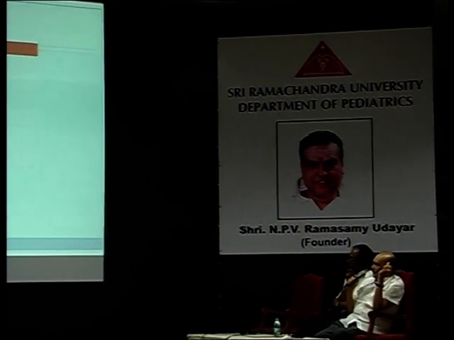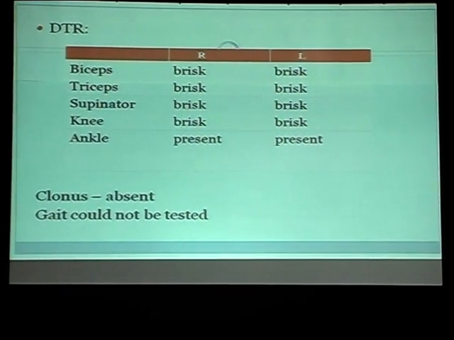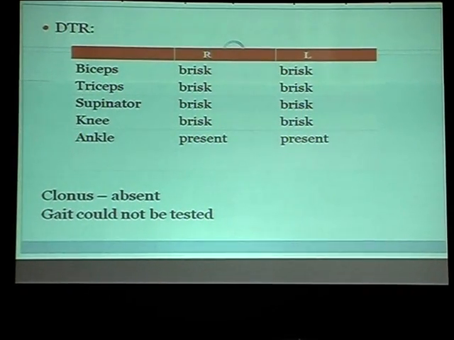So according to the grading of these reflexes, ankle reflex is just present, whereas the other reflexes are brisk. So you think the ankle reflex is definitely not up to your expectations. Yes. Why? What does it click on your mind? So whether there is any peripheral nerve involvement. Maybe. All right. That's one you want to say differentially. Right. So clonus absent. Gait could not be tested.